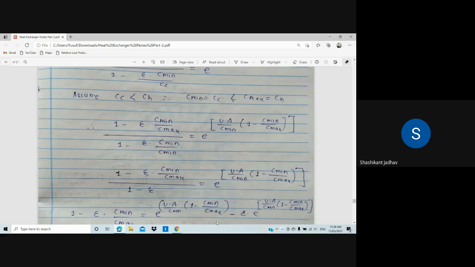Okay, then do the simplification. We get the equation as 1 minus epsilon C minimum upon C maximum is equal to, we have to take that 1 minus epsilon at the right hand side. So first we have to multiply by 1 into that equation, then we have to multiply epsilon into that equation. So we get the equation at the right hand side as e raised to u into A C minimum divided by C minimum into bracket 1 minus C minimum upon C max, minus epsilon into e raised to u into A divided by C minimum into bracket 1 minus C minimum upon C maximum.